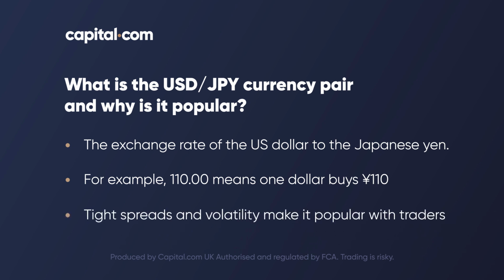It has tight spreads because it sees a lot of volume, this market. The spread is the difference between the buy price and the sell price. So tight spreads here means the cost of doing business is relatively cheap. And the volatility that we see in dollar yen makes it a consistently popular market with traders.